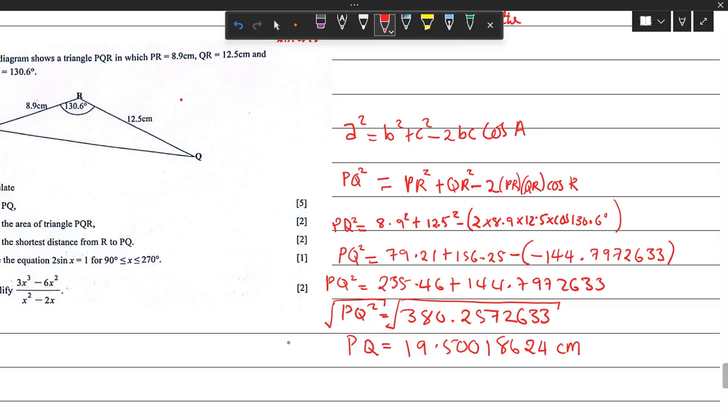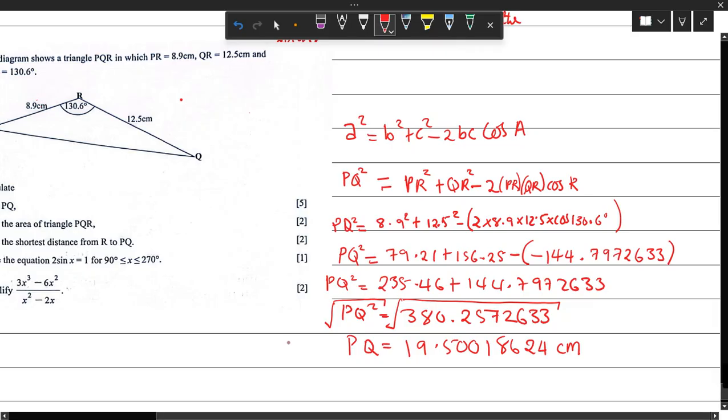fail to round off. For example, they say give your answer in 3 significant figures, but you forget what is 3 significant figures, or 2 decimal places, then you forget 2 decimal places, you see. So better write the answer in full. Then after writing this, that's when you say therefore PQ, so we'll leave our answer to 3 decimal places, so meaning 1, 2, 3. So 19.500 centimeters. So this is your answer.